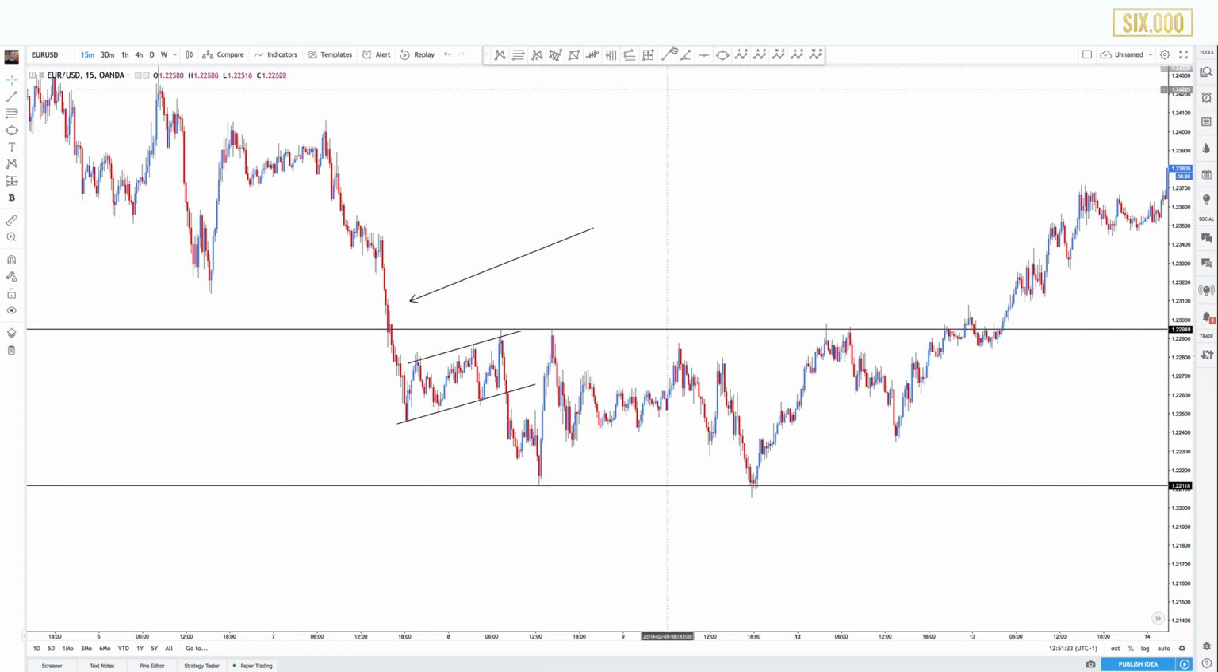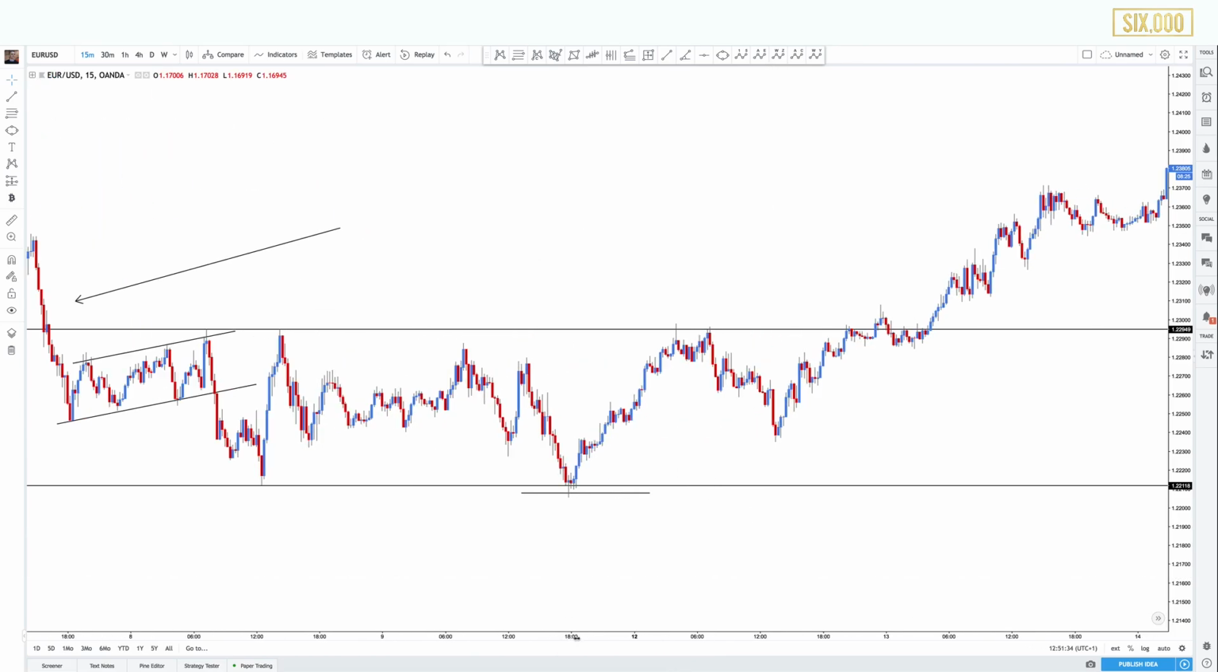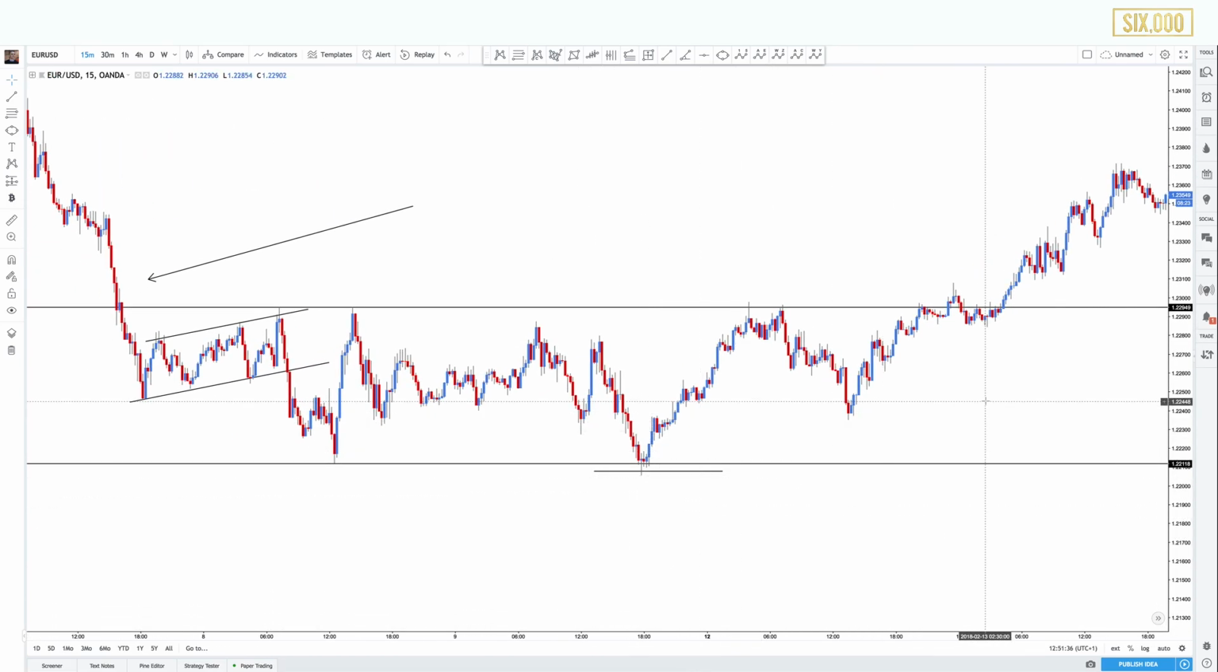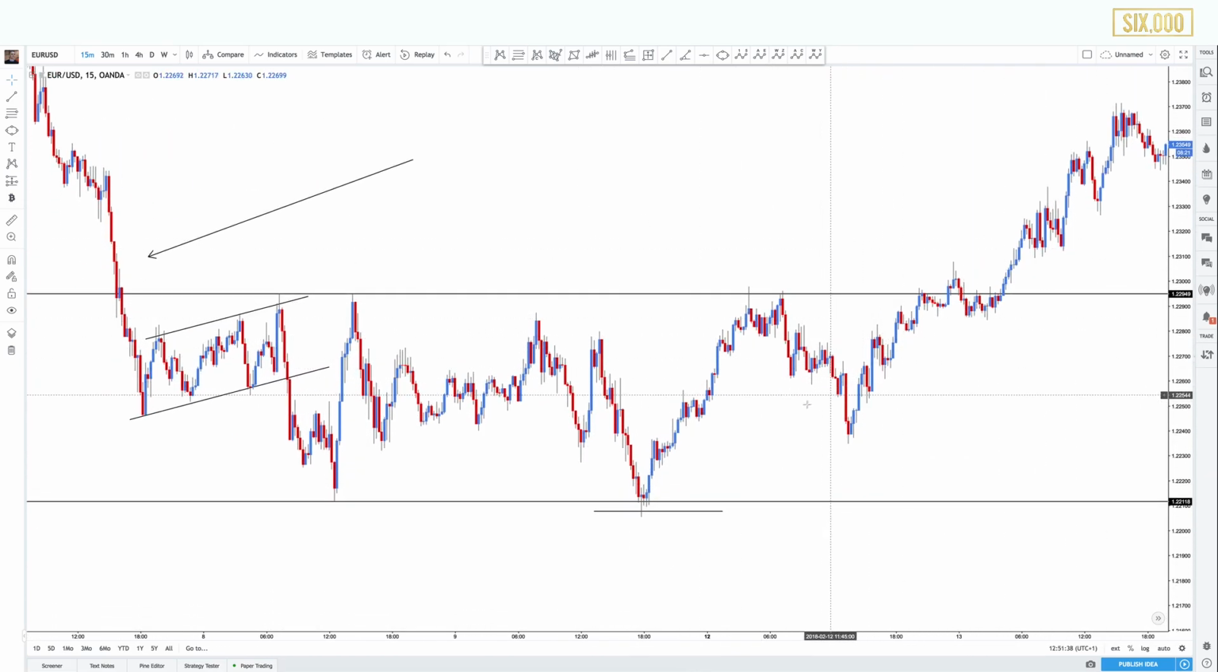And I'm sure the bat pattern completed just below this wick here. It was around about this area here. That's the final ratio for the bat pattern. That would have confirmed the move. And look how precise that entry point would have been. And that's the kind of confirmation I'm talking about.